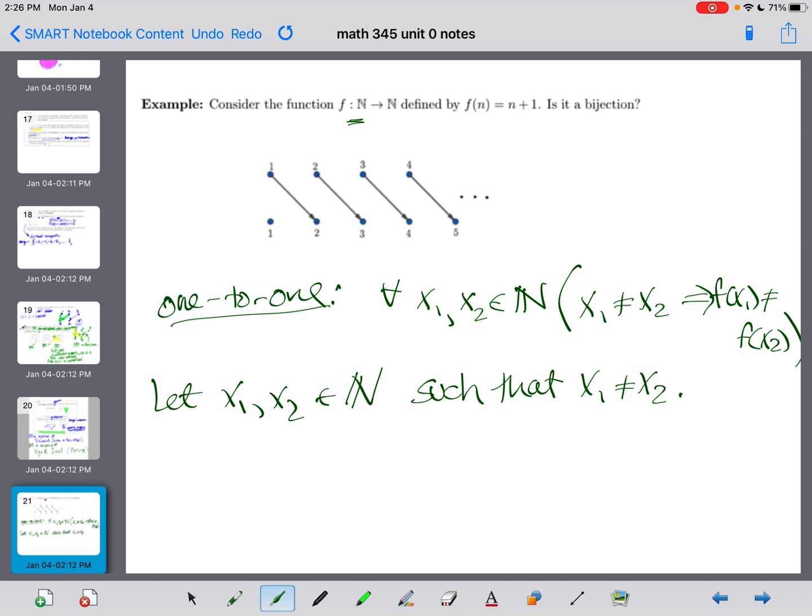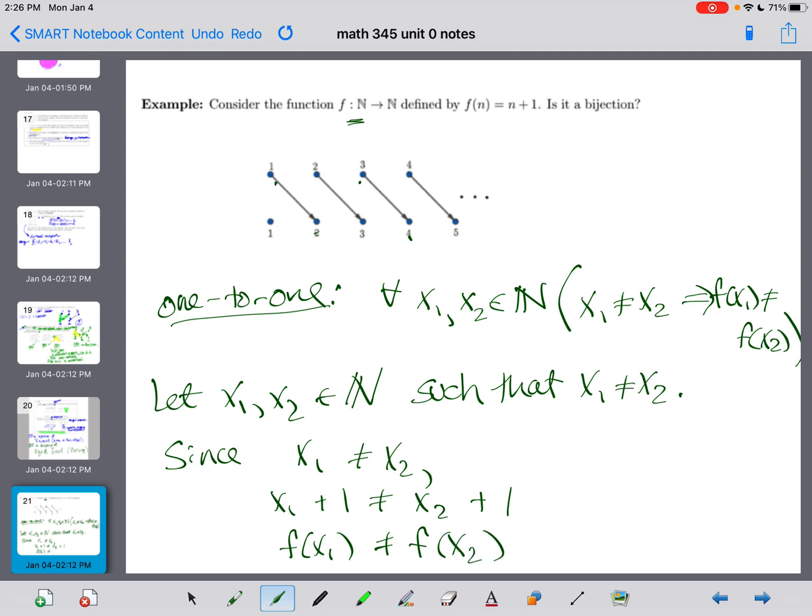So how do we know that two different natural numbers are going to have two different outputs? Well, if you take two different natural numbers and you add 1 to each of those natural numbers, you're going to get two different natural numbers. Since x1 is not equal to x2, it follows that x1 plus 1 is not equal to x2 plus 1, which means f of x1 is not equal to f of x2. In other words, if the inputs are different, then the outputs are different. So this function is 1-to-1.